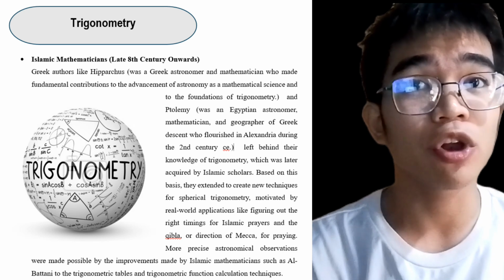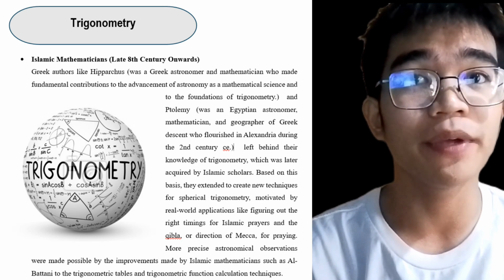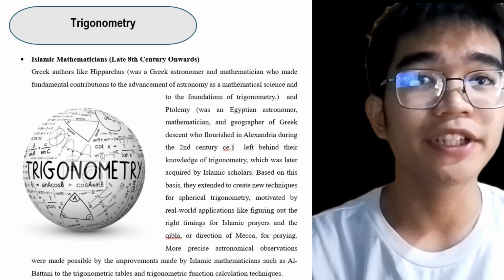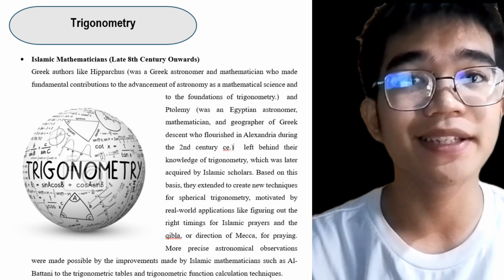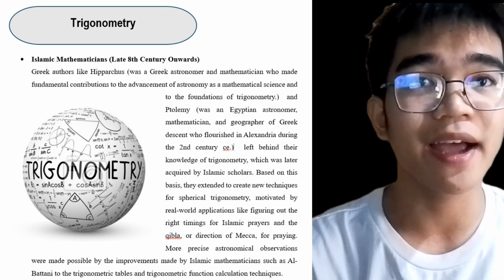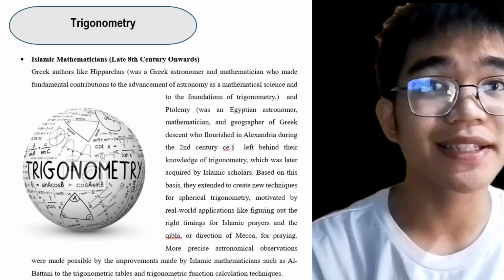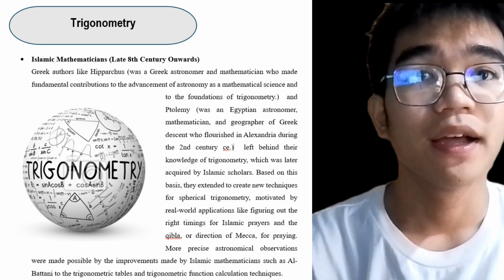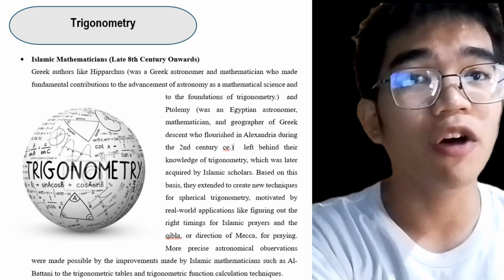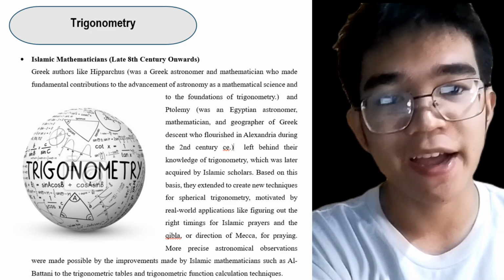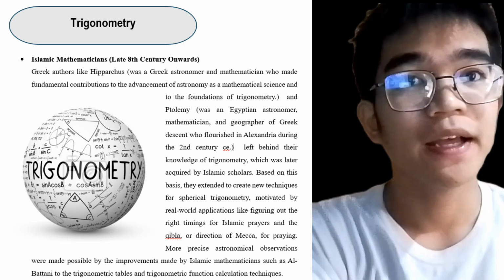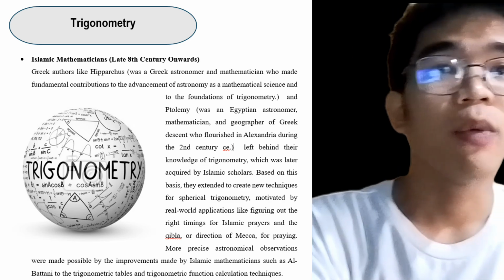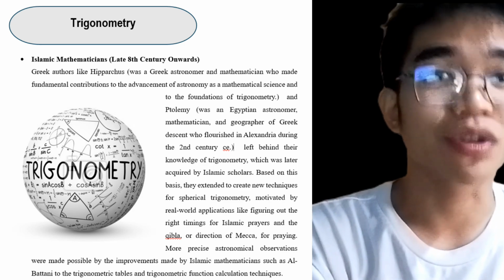Ptolemy was an Egyptian astronomer, mathematician, and geographer of Greek descent who flourished in Alexandria during the 2nd century. They left behind their knowledge of trigonometry, which was later acquired by Islamic scholars.